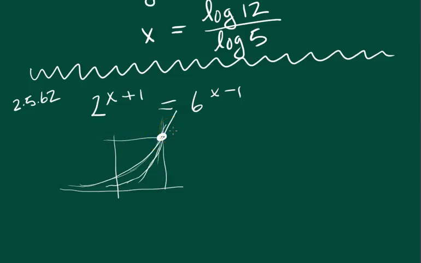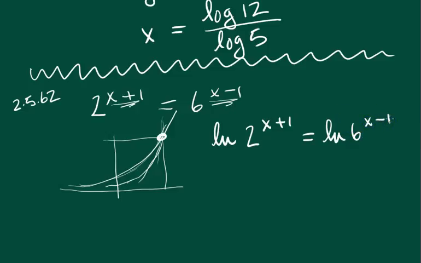Okay, so I'm going to use the same method that I had before. I need to make these exponents pop out of there. I pop out that exponent by using a log on both sides. So I have the log of 2 to the x plus 1 equal to the log of 6 to the x minus 1. Now again, I am at liberty to choose any base log that I like.